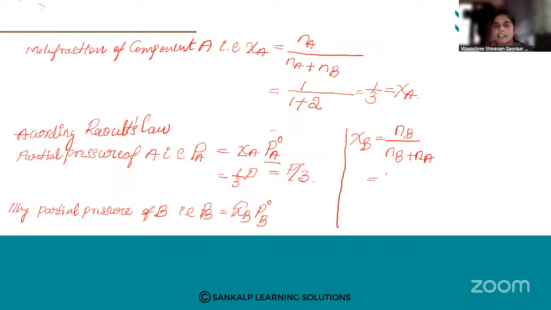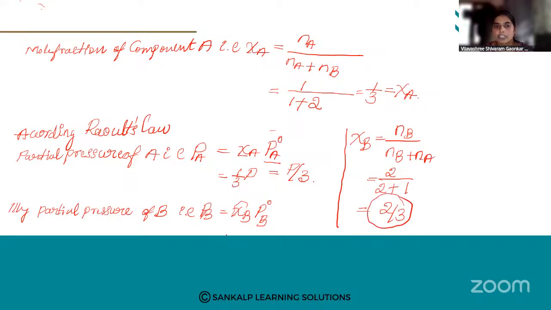What is Nb? Nb we have taken as 2. Similarly, Nb is 2 only, plus Na means 1. It is 2 by 3, right? So mole fraction of component B is 2 by 3.